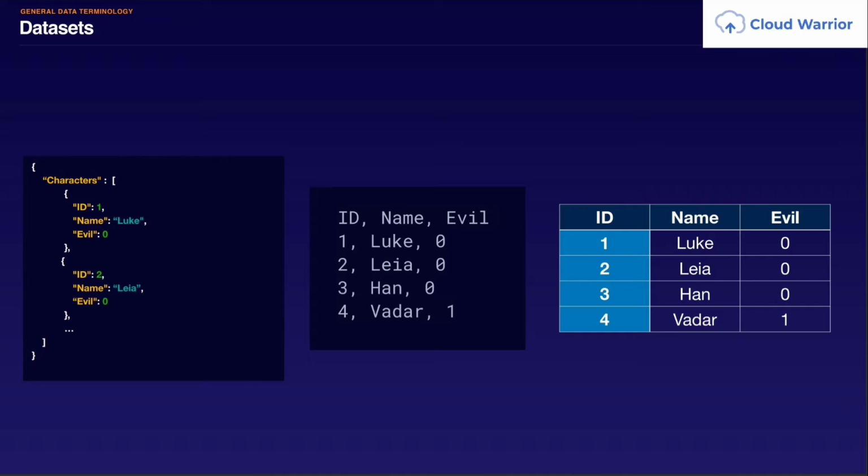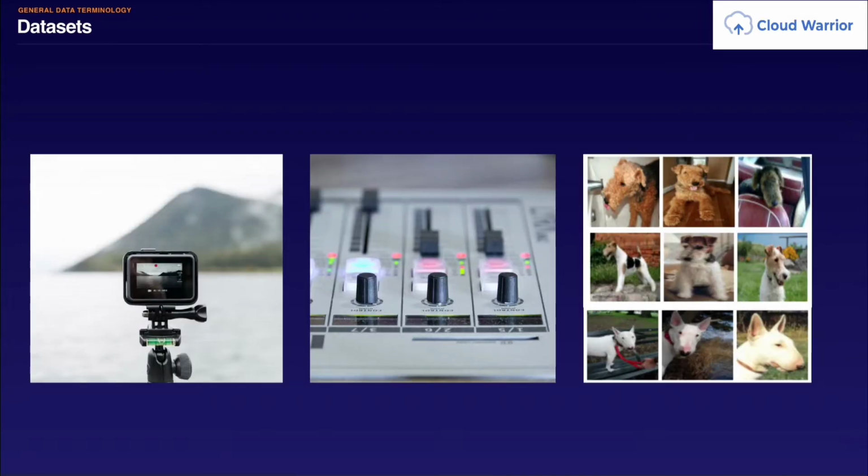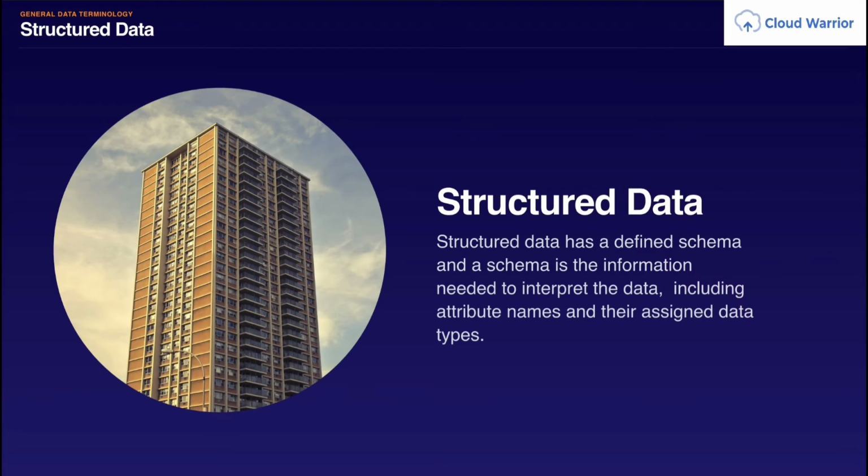Now, depending on the problem that we are trying to solve, our datasets can come in many different forms and many different shapes and have many different mediums. Now, the way that we organize our data can be defined in a few different ways, and we can have structured data which has a defined schema, and all that a schema is just information about the data. So, for example, attribute names and data types that describe those attributes. Just think about SQL databases, relational databases, or data that's stored in table and row format.